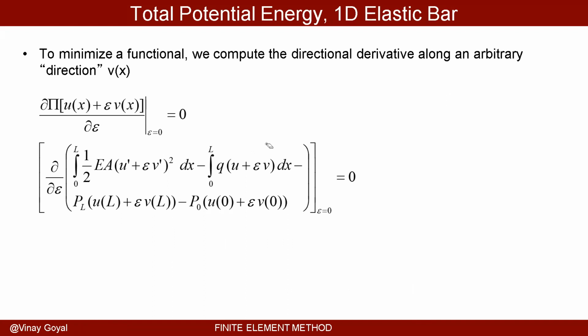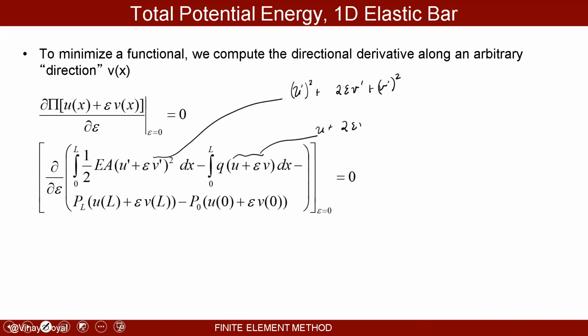So you can see here that this term becomes u prime squared plus 2 epsilon v prime plus v prime squared. This term right here becomes u plus 2 epsilon v plus v squared, and so on. Now, I have to find this derivative with respect to this whole thing and with respect to this whole thing.